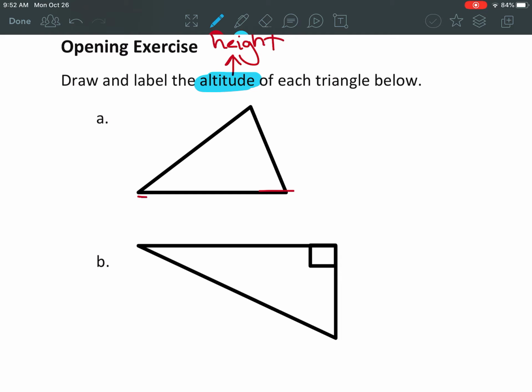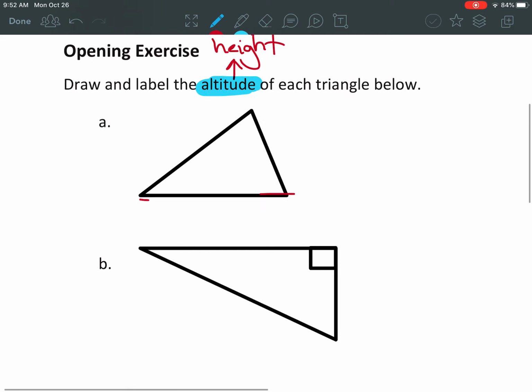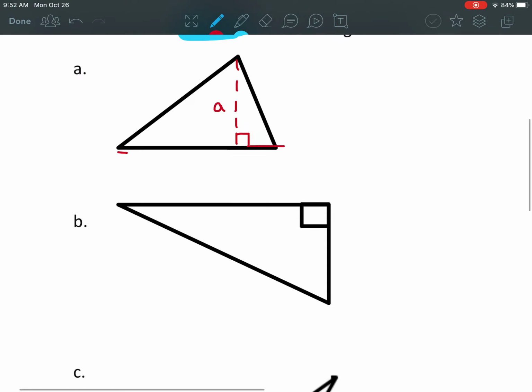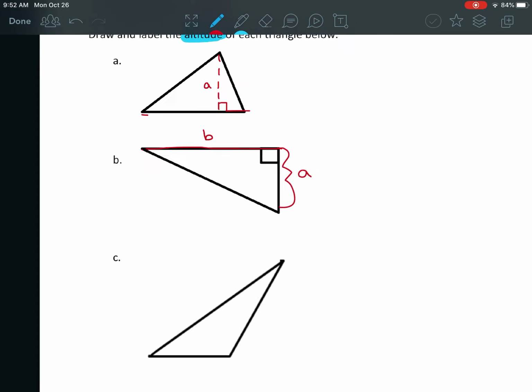So for A, the one on the bottom is going to be our base, and I'm going to come straight down, and we would want a right angle here, and this is our altitude. Okay, so for B, let's say that this long part is our base, and from here to here is our altitude, or our height.